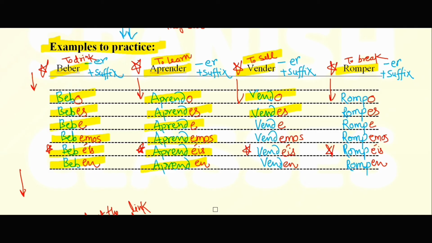Vendes, you sell. Vende, he, she sells. Vendemos, we all sell. Vendéis, you all sell. Venden, they all sell. Sell, okay? Not sells. Rompo, I break. Rompes, you break. Rompe, he, she breaks. Rompemos, we all break. Rompéis, you all break. Rompen, they all break. Break something.